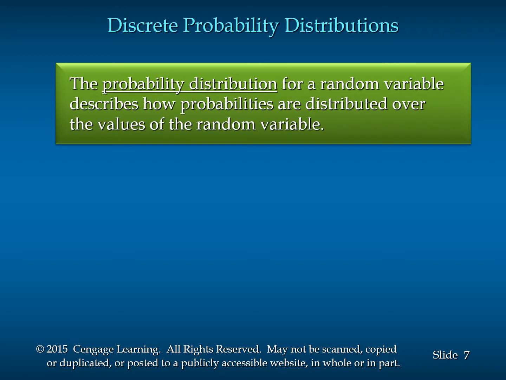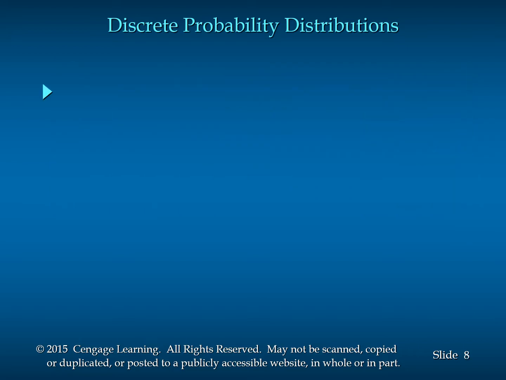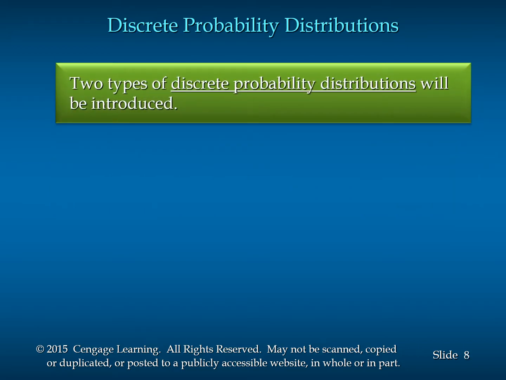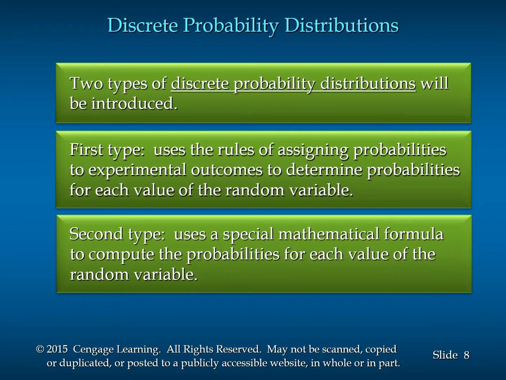A probability distribution describes how the probabilities are distributed over the values of the random variable. And we can describe a distribution with a table or a formula. You can see there are two types of discrete probability distributions, either assigning probabilities by rules or by mathematical formulas.